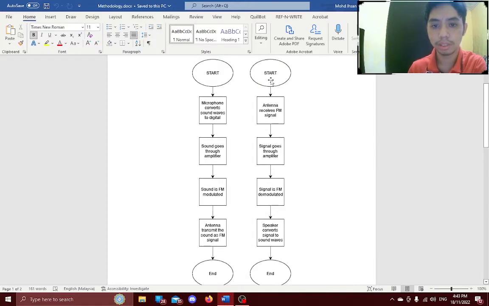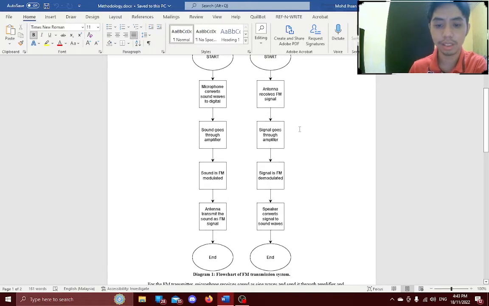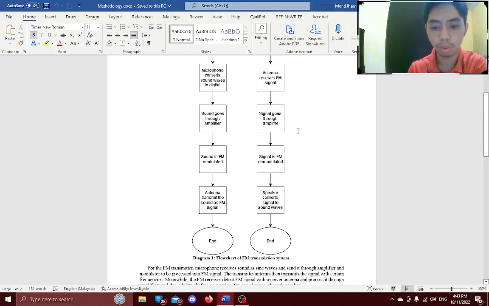So let's start with the receiver. The receiver starts with the antenna, which receives the FM signal from the transmitter. The signal is low, so it goes through the amplifier to increase its volume, and then the signal is demodulated to turn it into a sound wave. Then we use the speaker to convert the signal so it can be heard by human ears. And that's the end of the receiver.